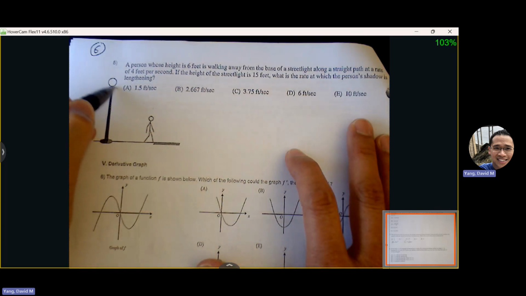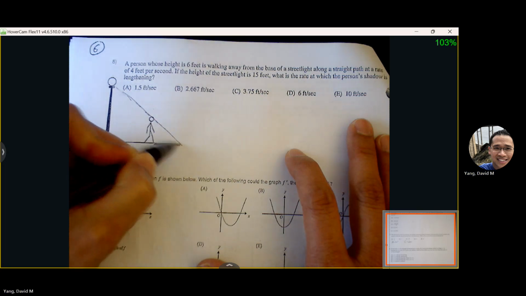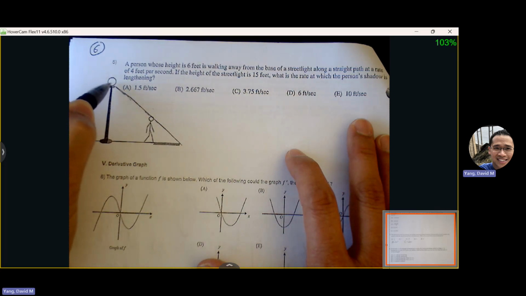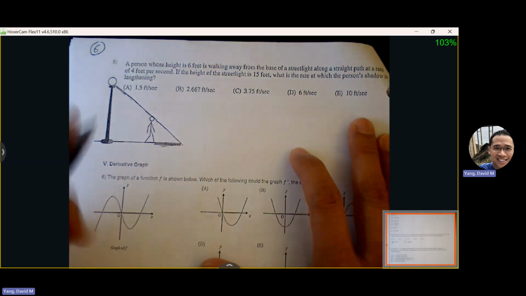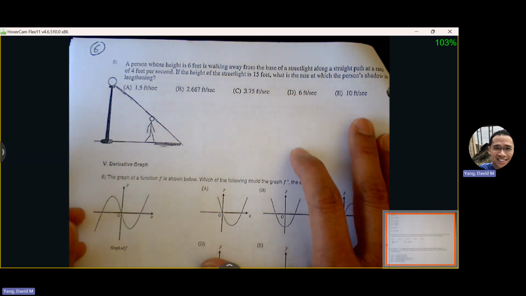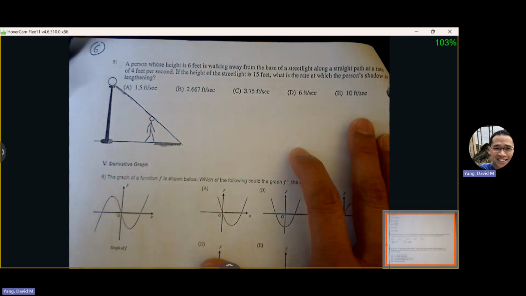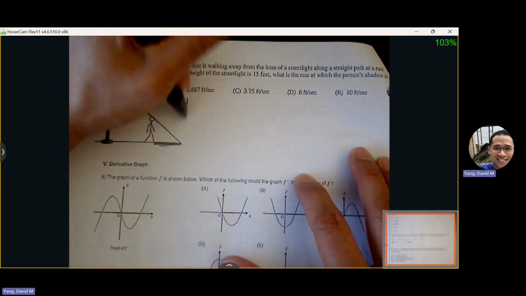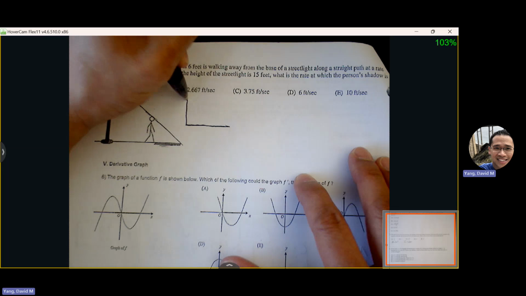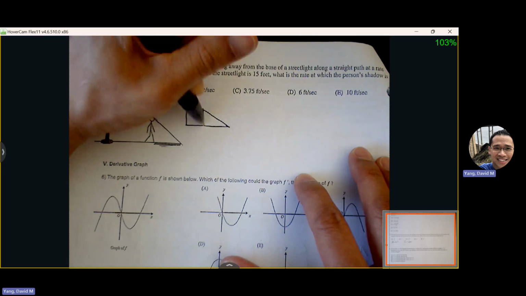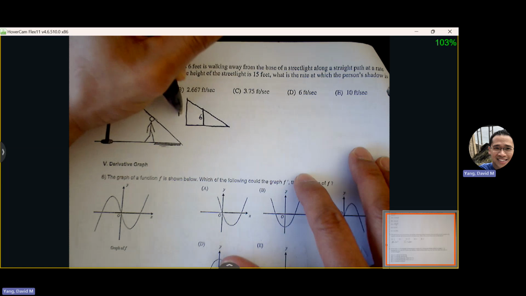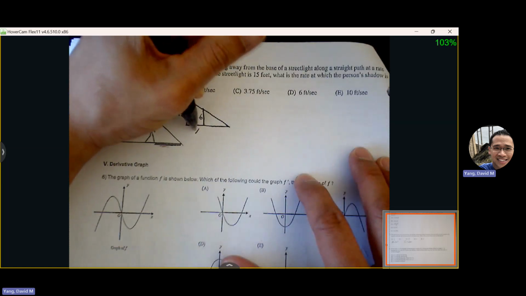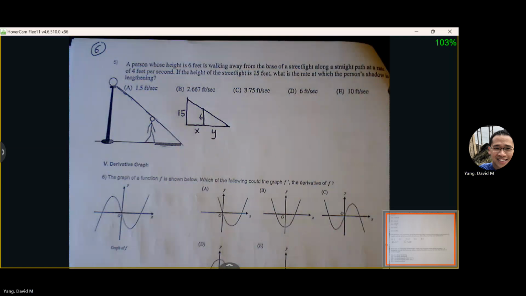So if you have the results of the street lamp creating the shadow, you can kind of see this triangle within a triangle forming. So I'm going to just draw another version of it, kind of just fill in the pieces here. So we know the person's height is 6 feet. We know the street lamp is 15 feet. And from here, we're just going to create x and y.